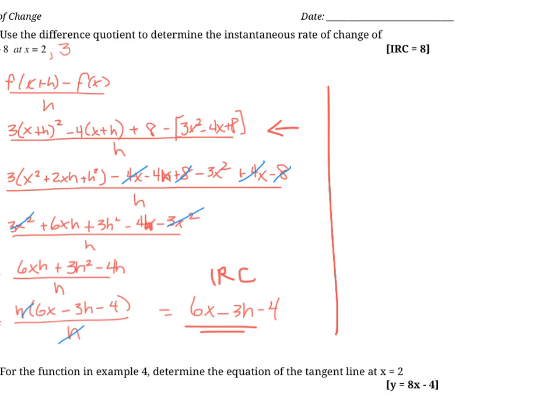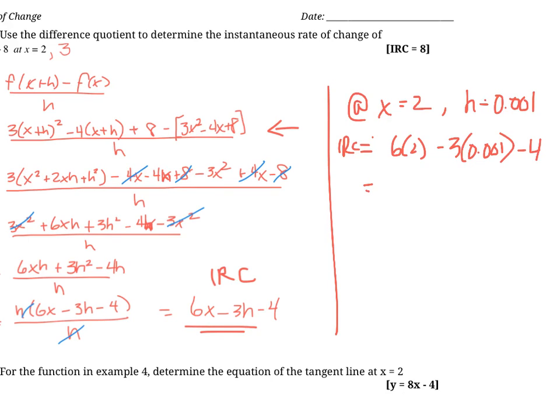So in order to do it, let's do it at x equals 2. The instantaneous rate of change, we'll use h equals 0.001 again. So let's do that. IRC is approximately equal to 6 times 2 minus 3 times 0.001 minus 4. That gives us 7.997. Okay, and if we round that to 2 decimal places, that's going to be approximately 8.00, essentially. Okay, not bad.